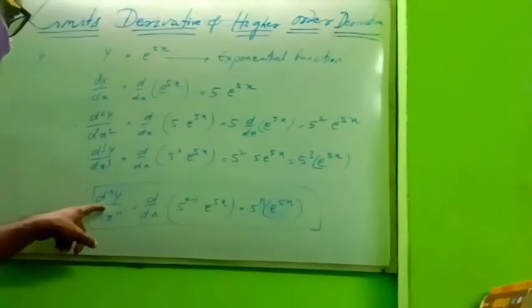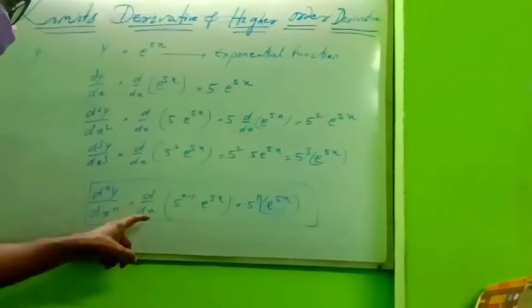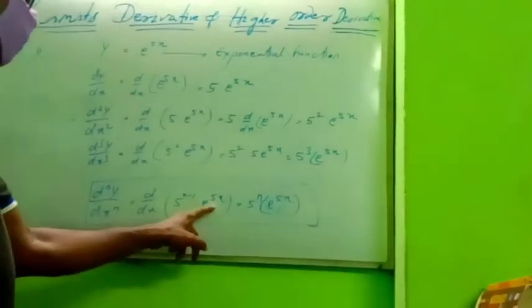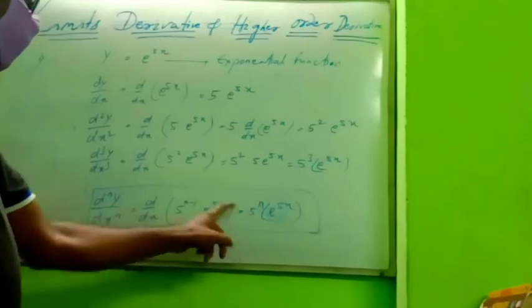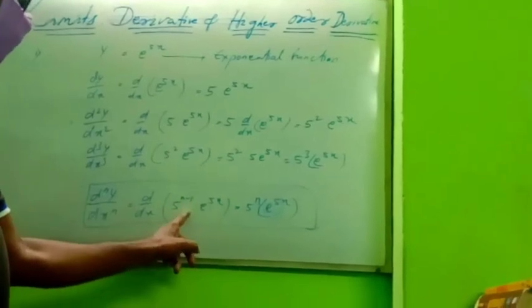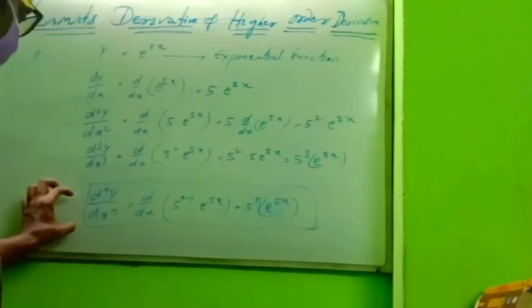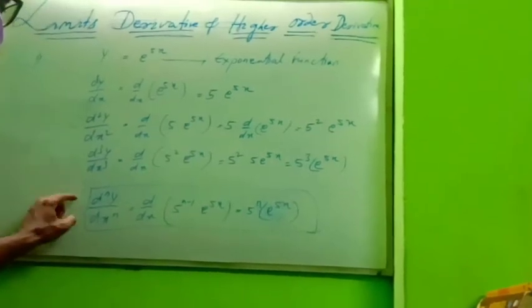Then the nth order derivative will be how much? d by dx of just the previous, 5 to the n minus 1 into e to the 5x. This will be 5 to the power n. One 5 will come here, the coefficient will come outside. Finally, you are getting 5 to the power n. This is the technique we have to memorize for the nth order derivative.